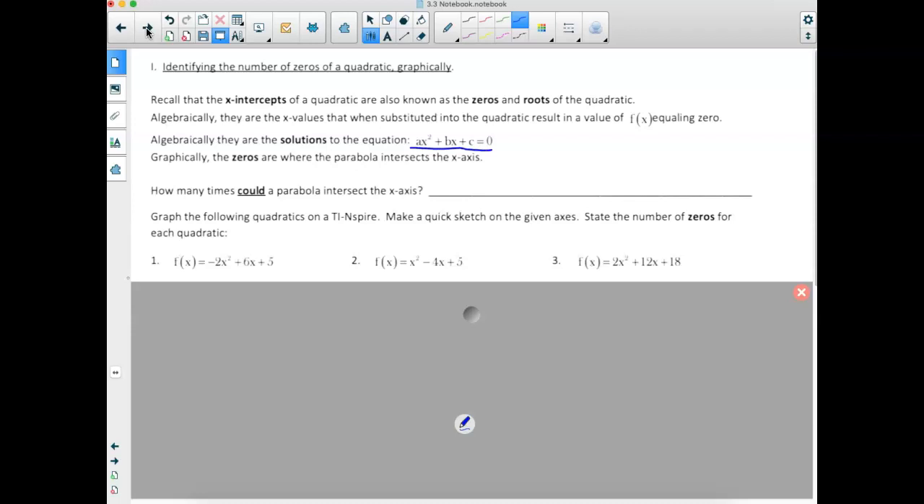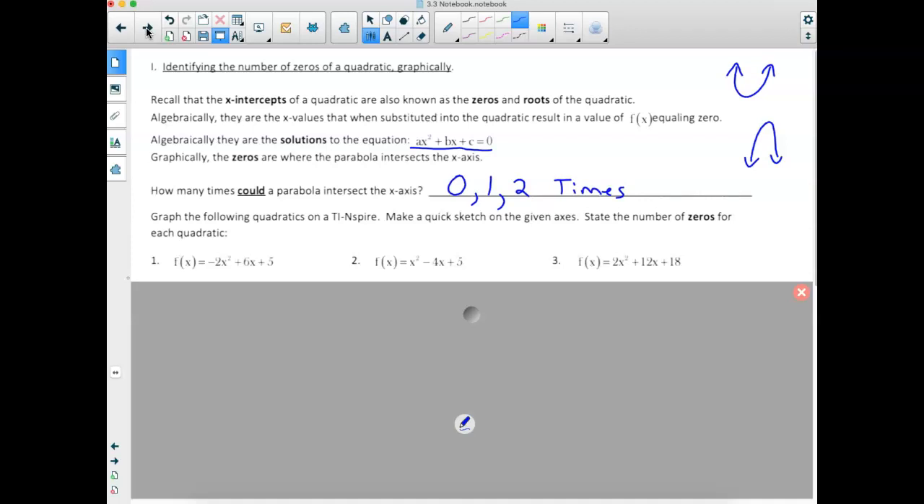So think about that. How many ways can you graph a parabola, either concave up or concave down? How many different ways can it hit the x-axis? Well, does it have to hit it? No, it does not. If it hits at the vertex, maybe once, and potentially it could also be 2 times. So we're thinking 0, 1, or 2 times.